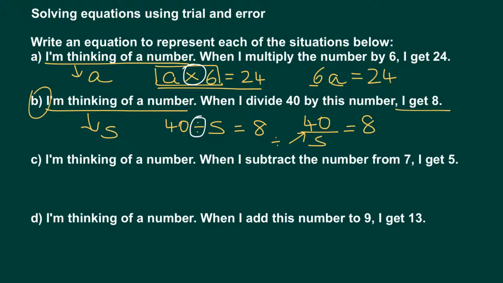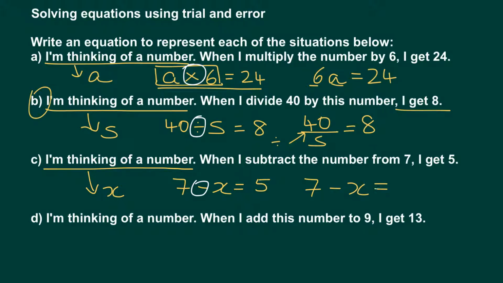It says, I'm thinking of a number. When I subtract the number from 7, I get 5. So again, another unknown number. Let's give it the letter X this time. So we have the number 7, and then we are subtracting the number X from it, which gives us the answer of 5. Now, unlike division and multiplication, we can write the takeaway sign when it comes to linear algebra or linear equations. So 7 minus x equals 5 is our final answer.